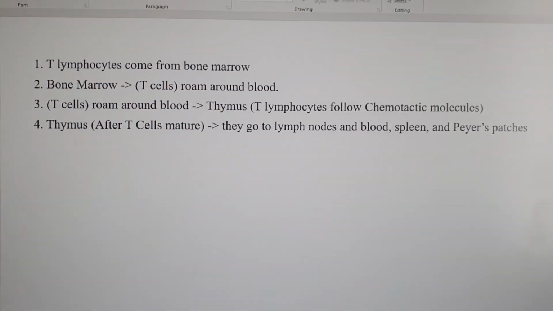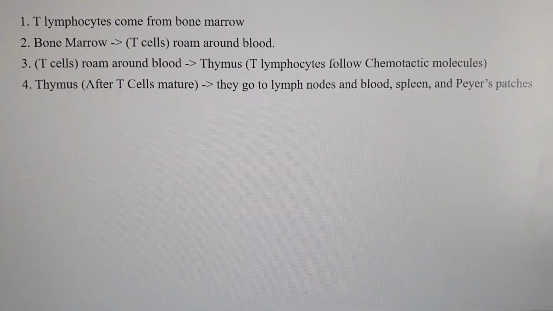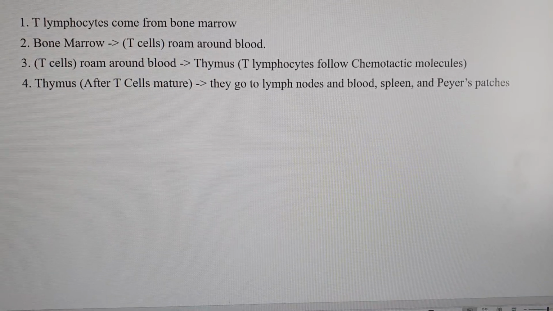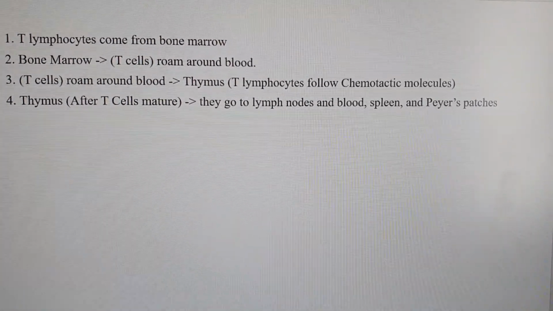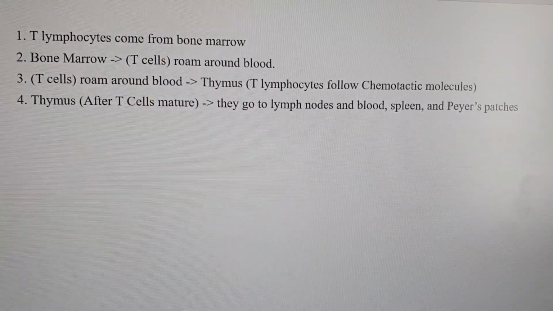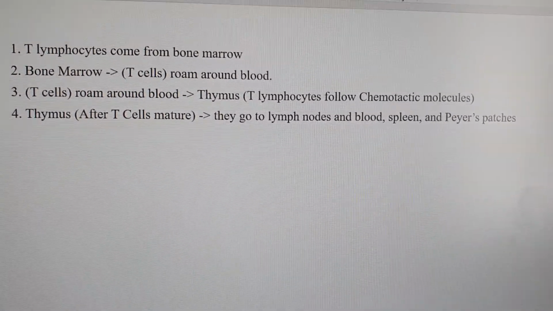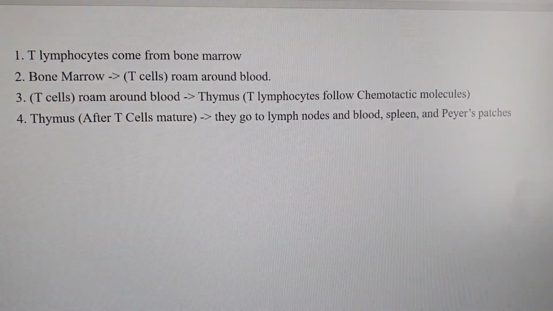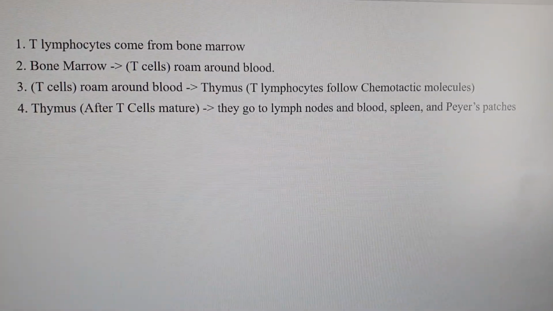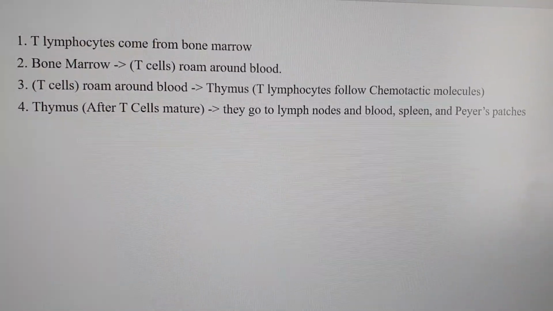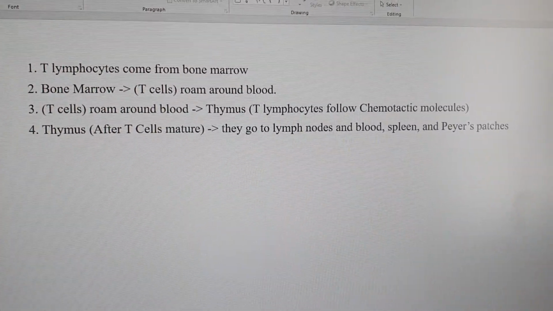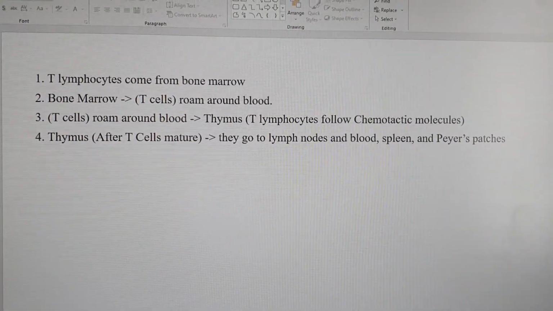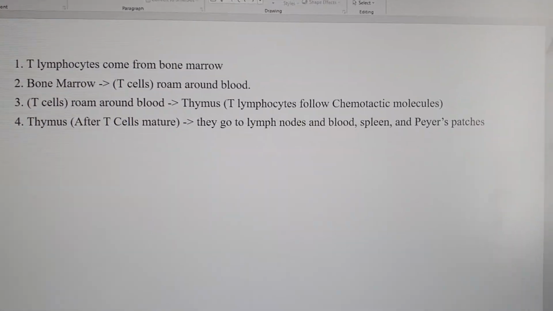Okay, so the characteristics include that they come from the bone marrow, and from the bone marrow they roam around the blood, and after they roam around the blood, they go to the thymus, and chemotactic molecules are the ones that attract T cells to the thymus. In the thymus, after T cells mature, they go to the lymph nodes, blood, spleen, and Peyer's patches.